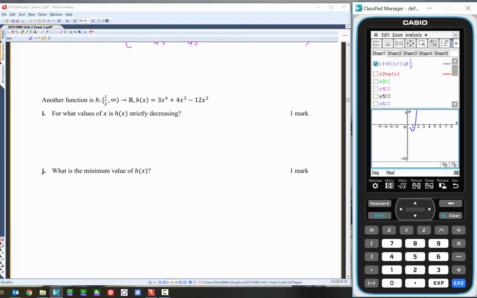So for what values of x is h of x strictly increasing? Well, so it's going to increase or start increasing at this point here, which is the turning point. Now we already know this turning point from the previous question. I think it was like 1, -5. So it's actually going to be from here onwards, it's going to be strictly increasing. So it's going to be from 1 all the way to positive infinity.